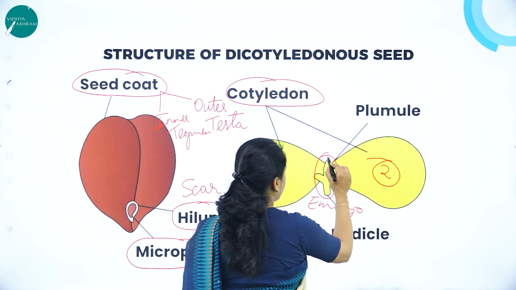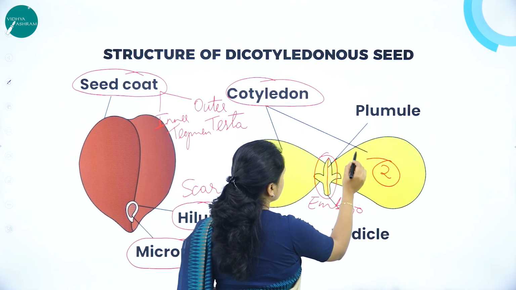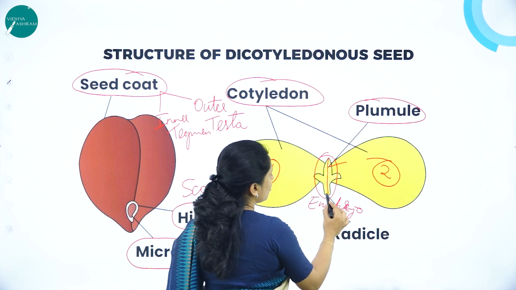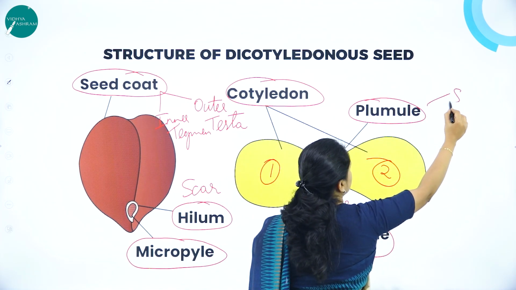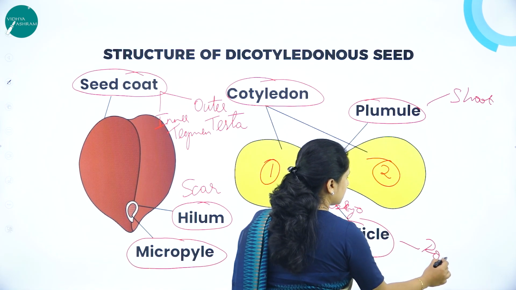Now in this embryo, there is an embryonal axis, in which the upper part of the embryonic axis is called the plumule, and the lower part forms the radicle. The plumule will develop into the shoot and the radicle will develop into the root.